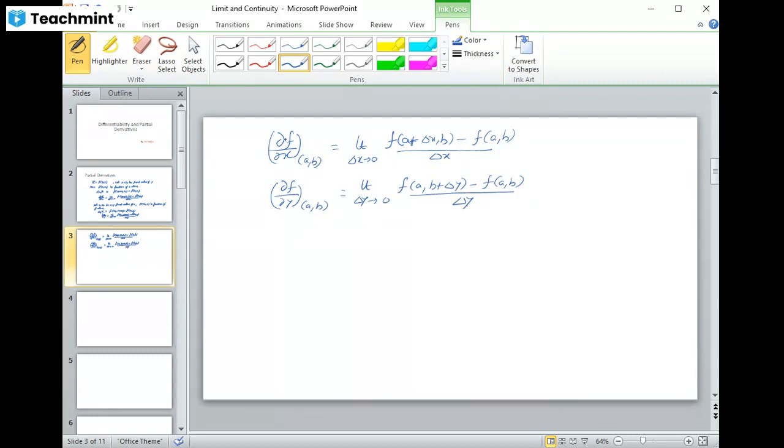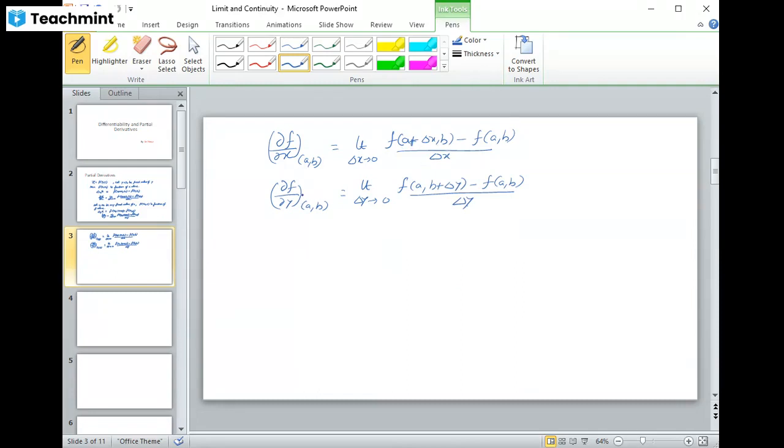Basically, if we find the partial derivative with respect to x at any point, we are treating y as constant. So in this case, the y coordinate is b only, and we are not making any changes in b. We are making variation only in the x coordinate, that is at the point a. So we are considering the neighborhood of the point a only: f of a plus delta x, b minus f of a, b, upon delta x.